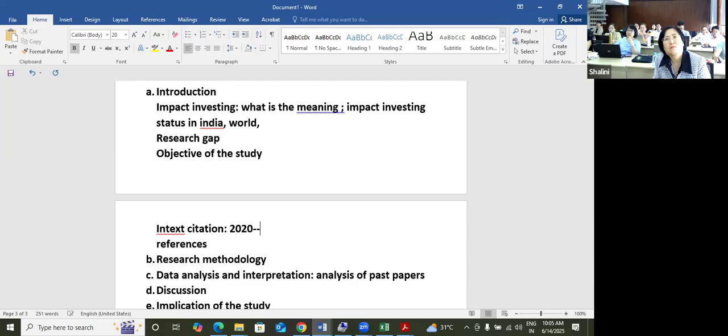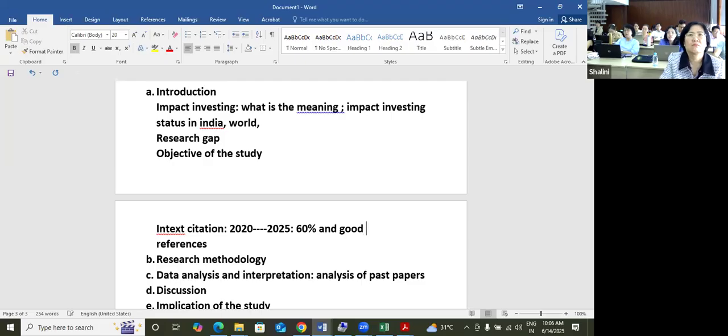2020 till 2025. So try to put the in-text citations from the latest years, and that is 60% of your in-text citations should be from the latest years. So please understand this. This is very, very important: 60% of your in-text citations should be from this range of years. And what is important? It should be from good journals.